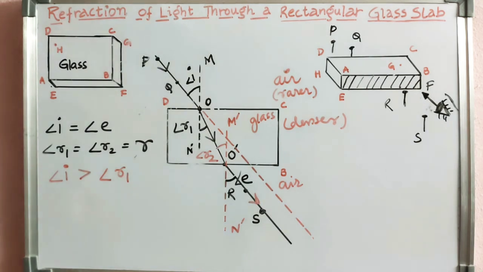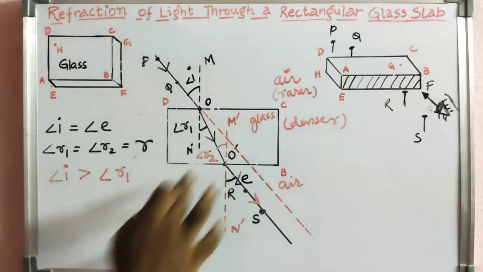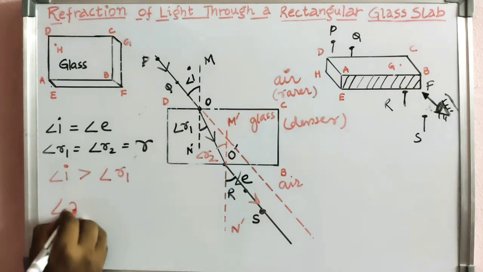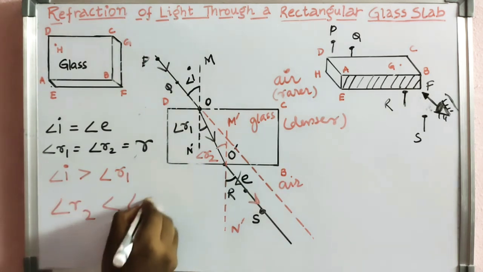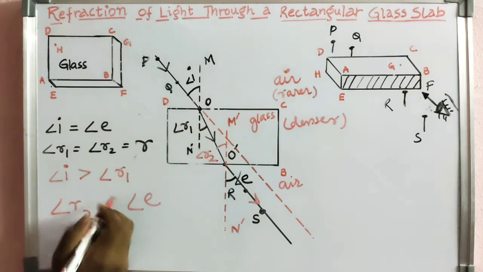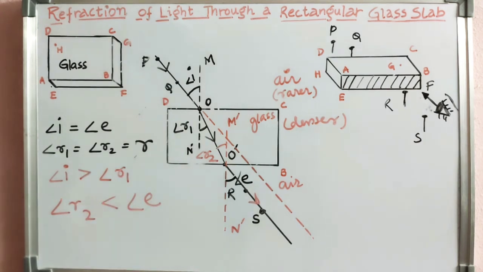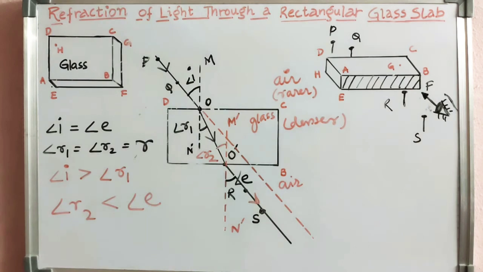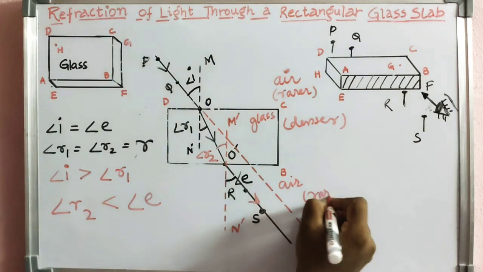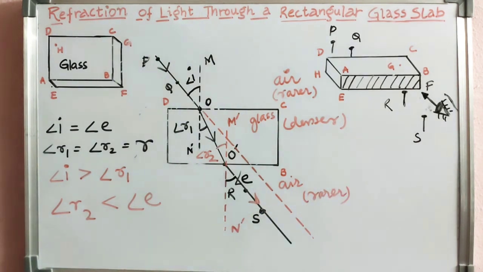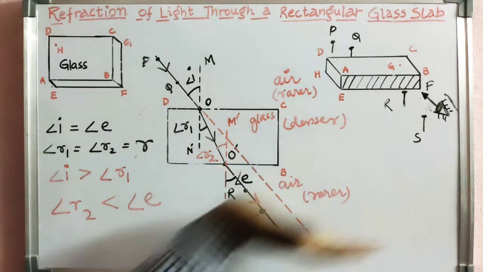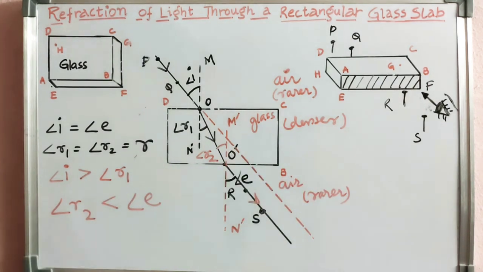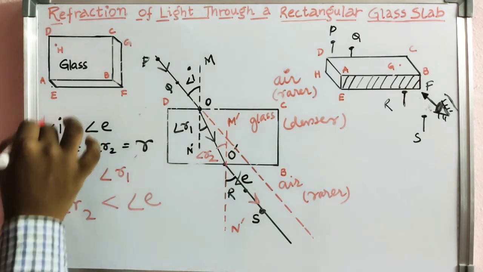Clear? So how much is it bending? You'll see that angle R2 will be less than angle E. What does that indicate? When the light travels from glass, that is denser medium, to the air, which is rarer medium, the light shifts away from the normal. That's why R2 is less than E. And what does this indicate? Angle I is equal to angle E.